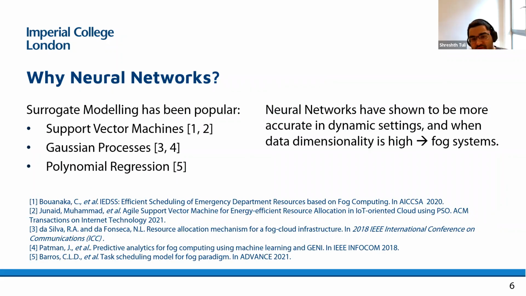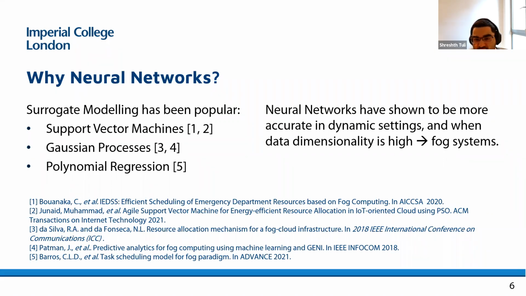Okay, so surrogate modeling has been popular in prior work, and different types of surrogate models have been used in the past. But what makes neural networks special? In the past, as shown on the slide, there are various other methods like support vector machines, Gaussian processes, polynomial models, and so on.